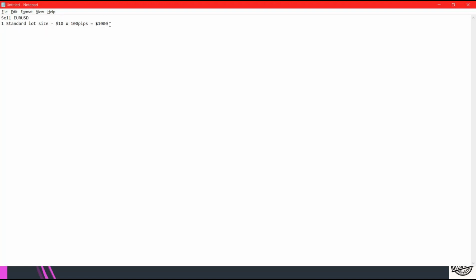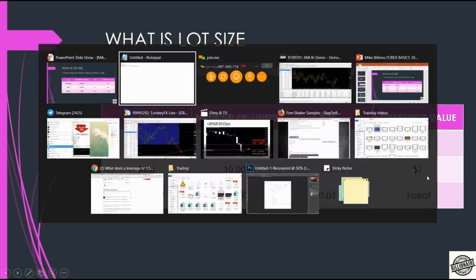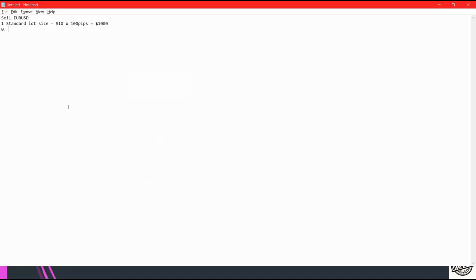Now, if I entered with a 0.1 mini, I told you mini, that's this other one. This one is 0.1. Mini is called 0.1, which is $1. That's how much you're entering the market with. 0.1 mini lot size. Again, don't be confused. Don't worry if you don't really understand it. It's okay. When you start using it, it will all come together. But just listen through as I continue.